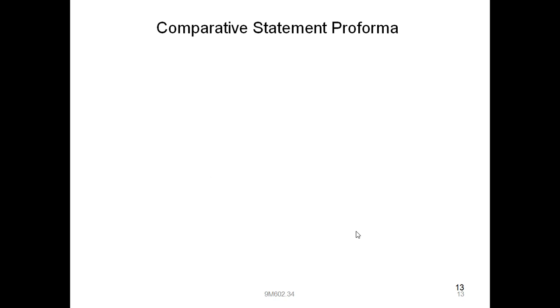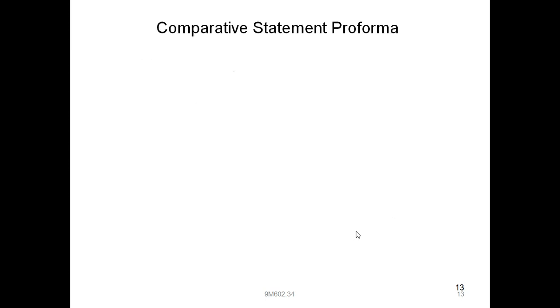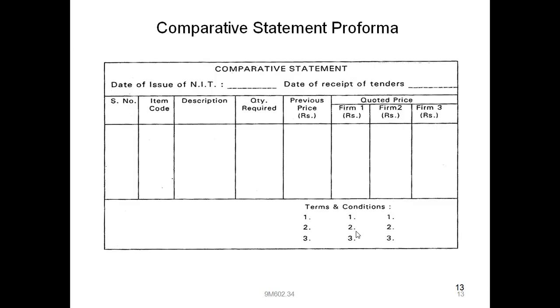Next comes the comparative statement. After opening and numbering all the tenders, a comparative statement is prepared. This helps to study the proposals side by side. It gives all the details, including alternative offers, terms and conditions of delivery, etc.